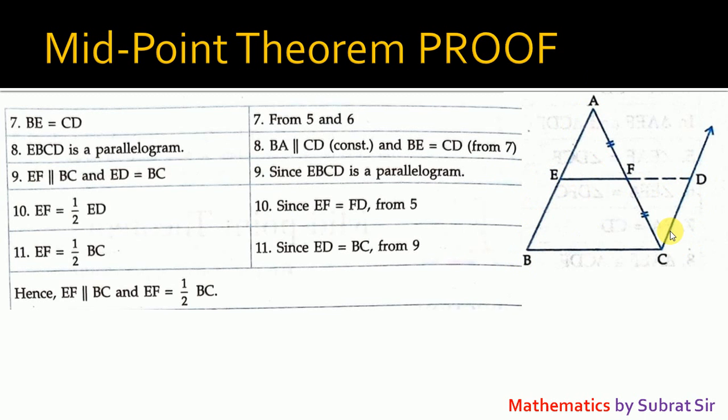Now you can take BCDE. These two lines are parallel, we have constructed, and BE is equal to CD.